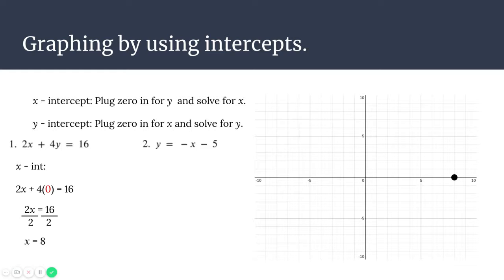Now I'm going to come back and find the y-intercept. For the y-intercept, we're going to flip-flop this. So instead of putting it in for y, I'm going to put it in for x. So the red 0 goes in for the x this time. That's going to get rid of the 2, and we'll have 4y equal to 16 left.